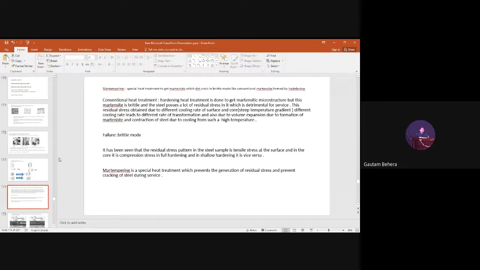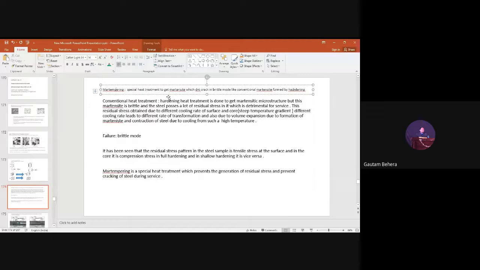Okay, now we'll discuss two special heat treatments called Martempering and austempering. The first one is the Martempering heat treatment. The name itself says it: martensite and tempering. Two things are there. Martensite formation will be there, then we'll do tempering of it, right? So Martempering is a special heat treatment to get martensite which doesn't crack in brittle mode, like conventional martensite formed by hardening, right?